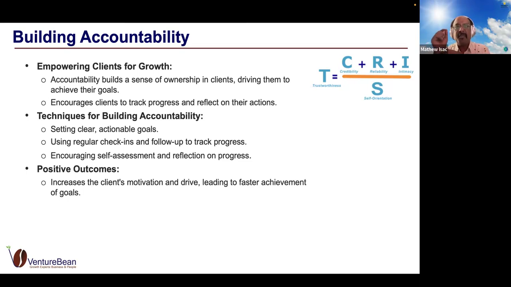It takes away self-orientation, because we are telling the client it's about you, your goals, your achievements, you celebrate success. It builds up our credibility as a coach, because we are saying, hey, this coach holds us accountable to our success. We are saying what we will do, because at the start of the engagement, we always, so it builds up all the aspects, C plus R plus I, and reduces the self-orientation.